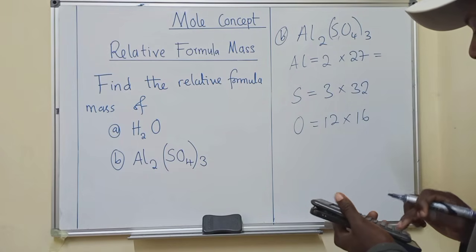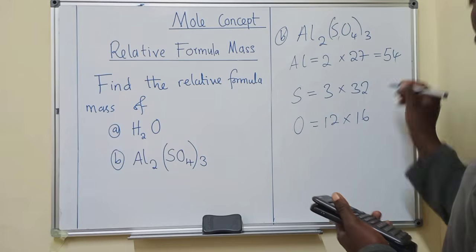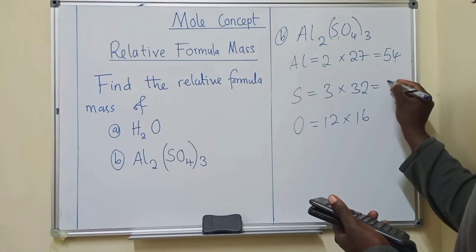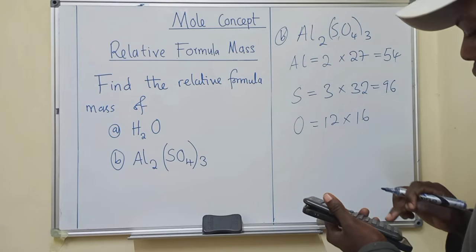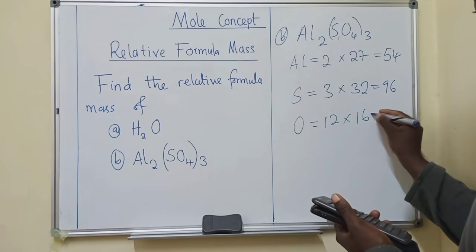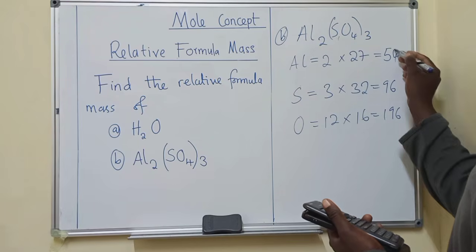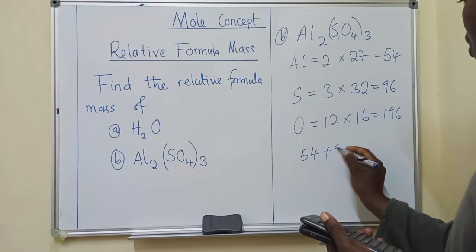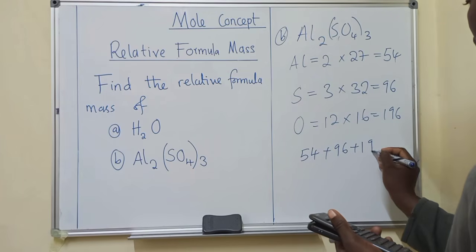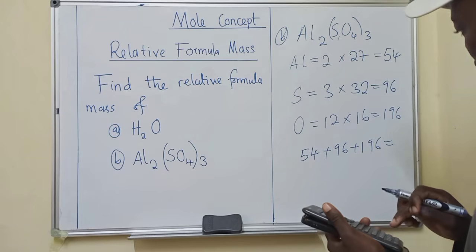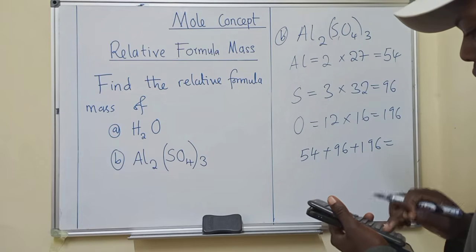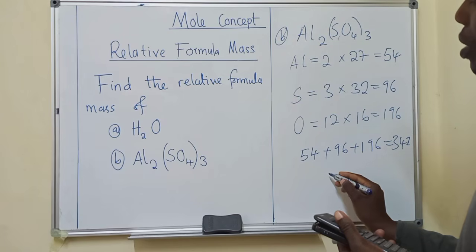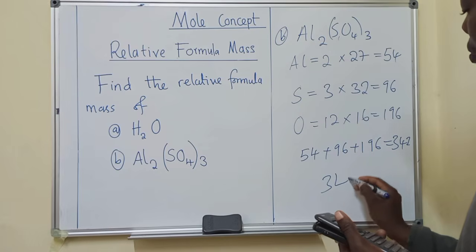So once you get this, multiply what is on top there. What is 27 times 2? That is 54. Then we go to 32 times 3, or 3 times 32, is 96. We go to 12 times 16. We're getting 192. So now get these numbers and add them. 54 plus 96 plus 192. What are we getting? We're getting 342. So our relative formula mass is 342.